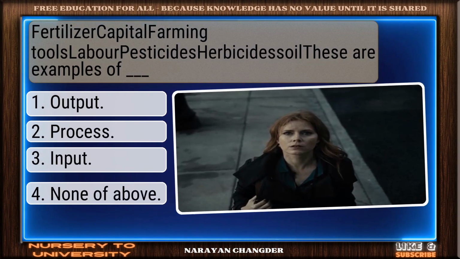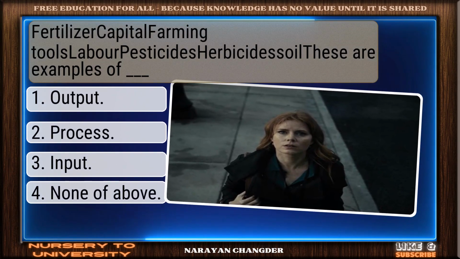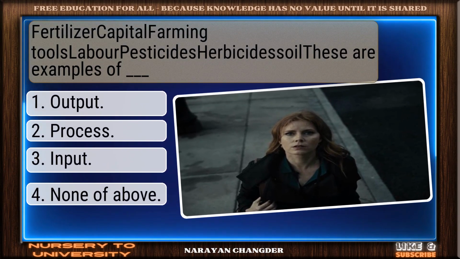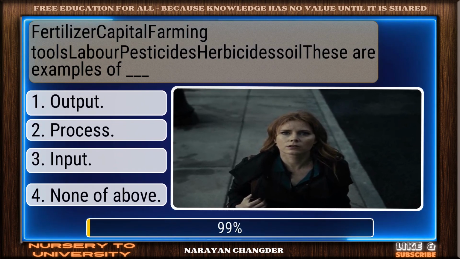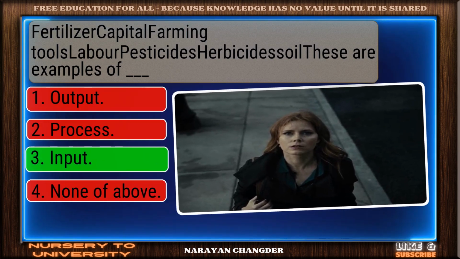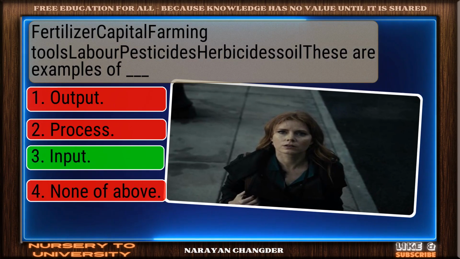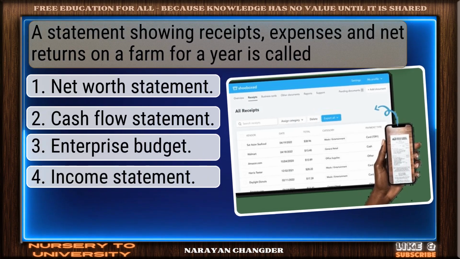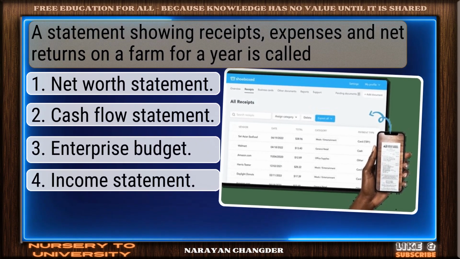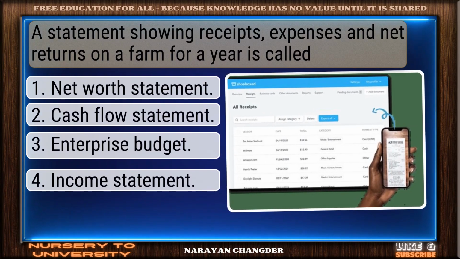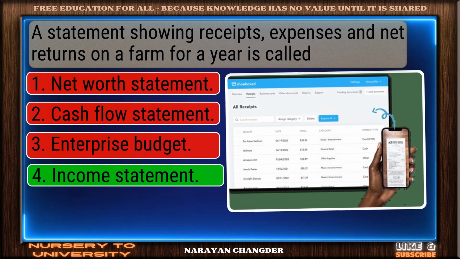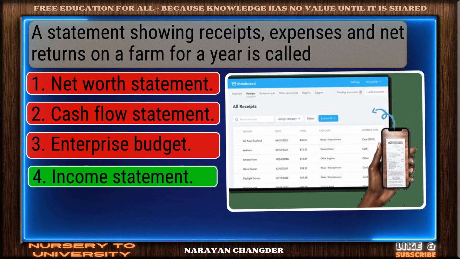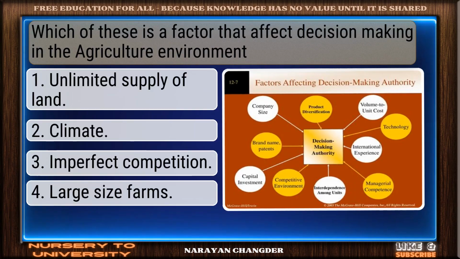Fertilizer, capital, farming tools, labor, pesticide, herbicide, soil. These are examples of dash? Correct response. Input is the most accurate answer. A statement showing receipts, expenses, and net returns on a farm for a year is called? Right again. Income statement is a valid answer.